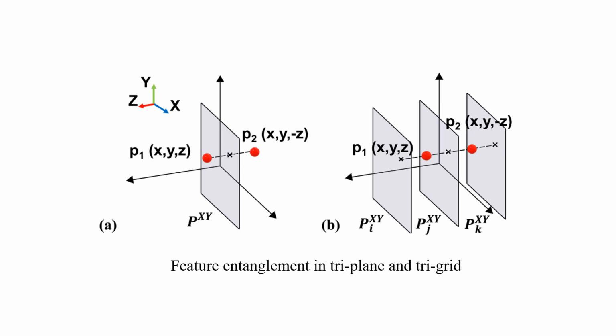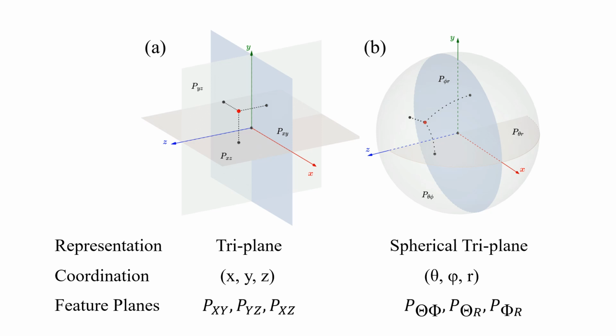While PanoHead proposed a trigrid representation to alleviate this problem, it didn't solve it completely because the trigrid still shares a similar architecture and Cartesian coordinate system with the triplane. To address this problem at its root, we propose a spherical triplane representation, which is defined in the spherical coordinate system. Similar to how the triplane uses XY, YZ, and XZ planes to represent a 3D object, our spherical triplane uses theta phi, theta radius, and phi radius planes to represent a 3D object. The geometric properties of the sphere explicitly separate the features of each position on the head, thereby completely resolving the mirroring artifacts.